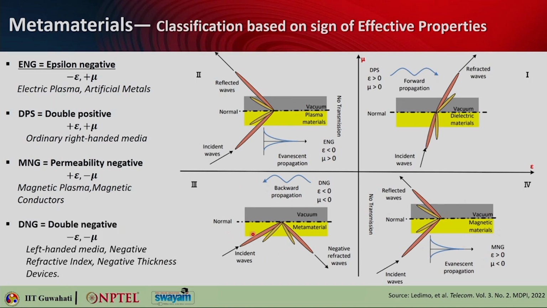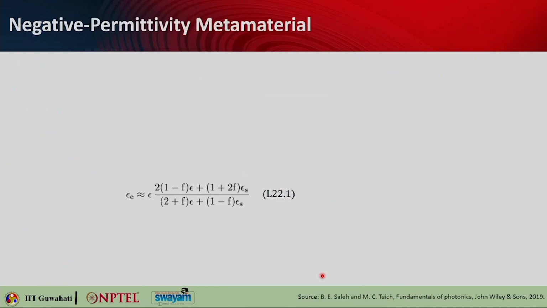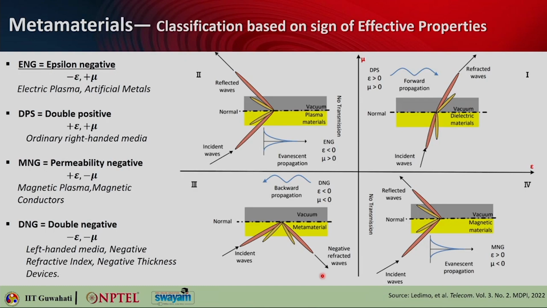And then you come to this one that gives you backward propagation, as I mentioned. Here you can see when you have an incident wave, they are kind of reflected back. And this is the case of negative refracted waves. So instead of going that side, it remains here. Fine. So this is the classification of metamaterials in four different quadrants.